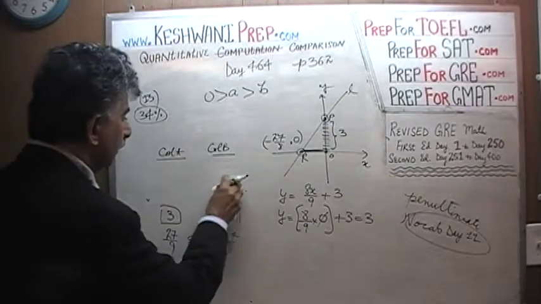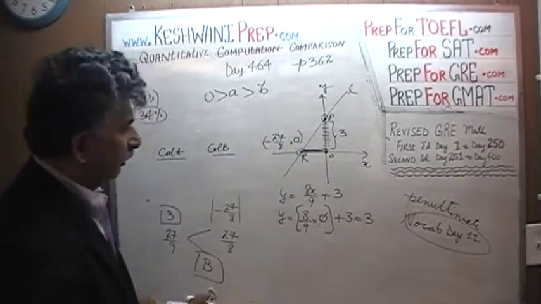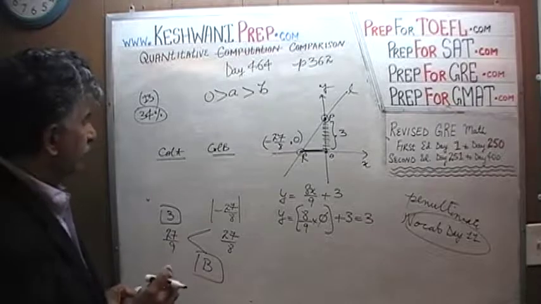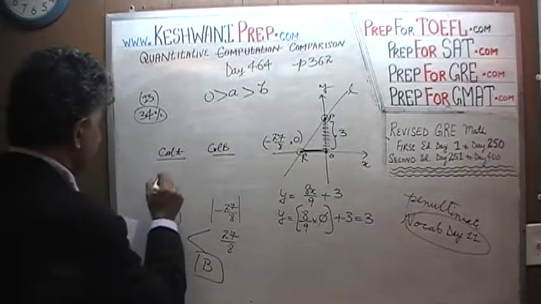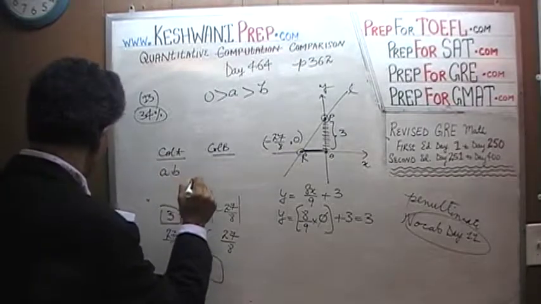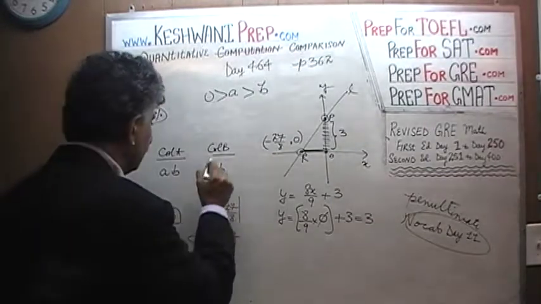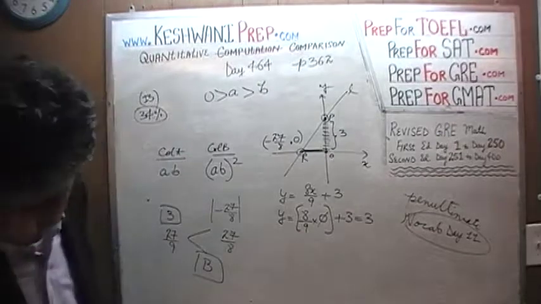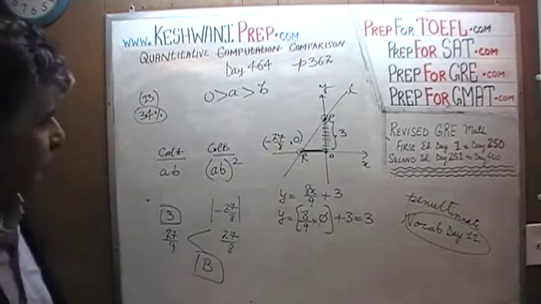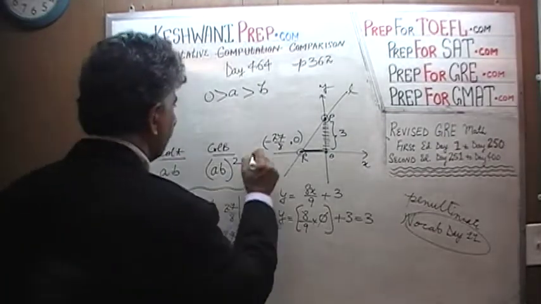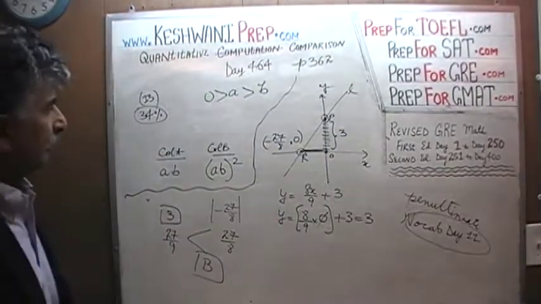The two quantities they want us to compare are... Let's put them here. We're done with all of this. We're not going to obviously leave it there all the time. The quantities that we're being asked to compare is AB versus AB whole squared. AB versus AB whole squared. So here's the problem. Here's the demarcation so we can keep them separate.